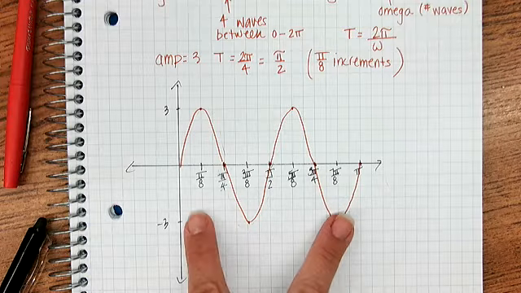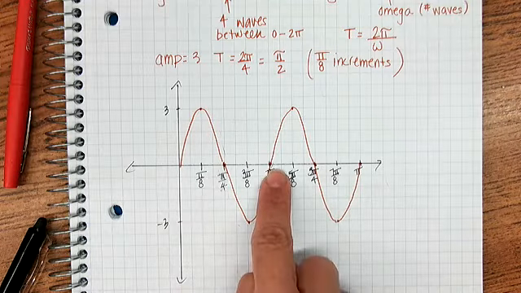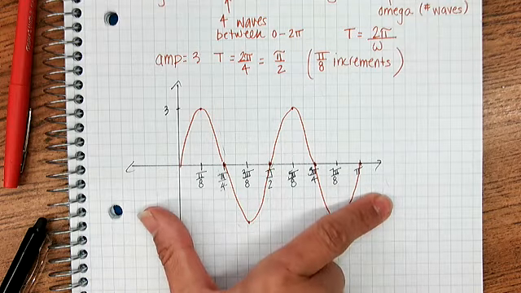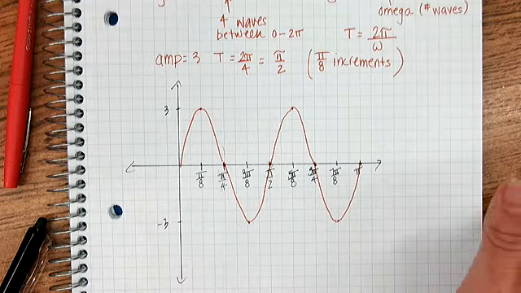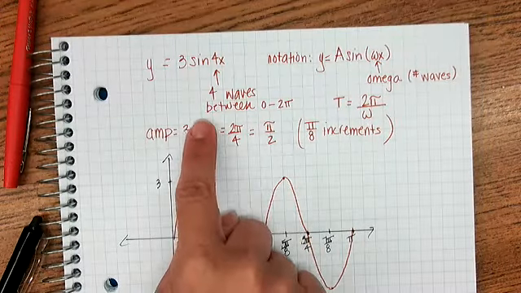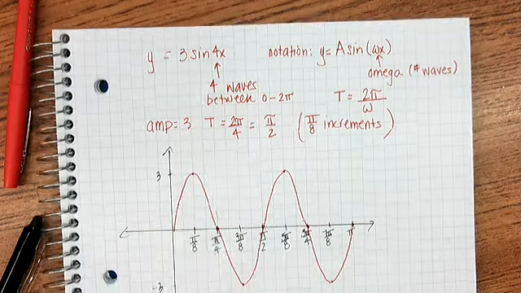Notice that 2 cycles, 1, 2, was from 0 to pi, which means that from 0 to 2 pi, there would be 4 waves.